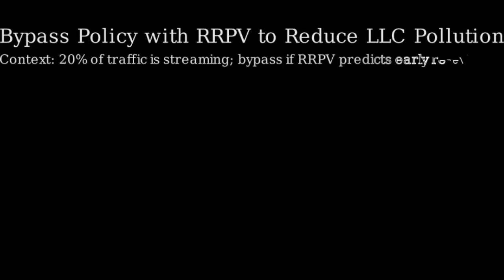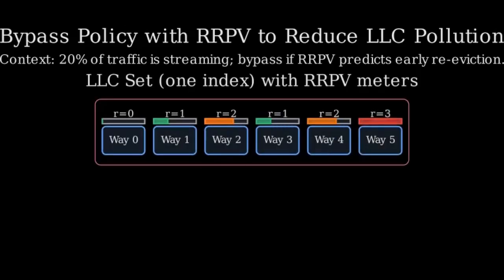First, let us understand what RRPV represents and what we mean by pollution. RRPV stands for re-reference prediction value and ranges from 0 to 3 in a 2-bit scheme. 0 means likely to be reused soon. 3 means likely to be evicted soon. Cache pollution occurs when one-time streaming blocks enter the last level cache and evict useful blocks, only to be re-evicted themselves without reuse.